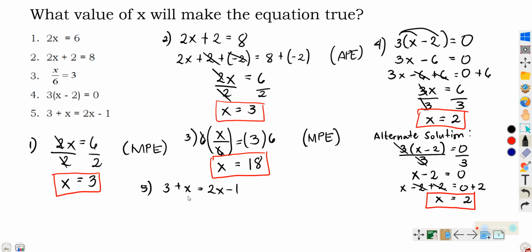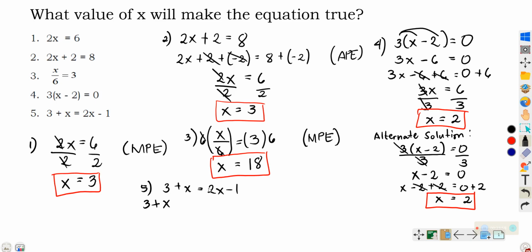Okay? This time, gagamit tayo ng APE twice. Mag-APE tayo ng dalawang beses. So, siguro ang unahin natin ay mailipat yung x. Pwede nyo namang pagsabayin. Pero syempre, para hindi kayo malito, isa-isa muna. Okay? So, kailangan maalis yung positive 2x sa right side. Para maalis to, mag-a-add tayo ng, so, kopyahin ko muna yung left side.